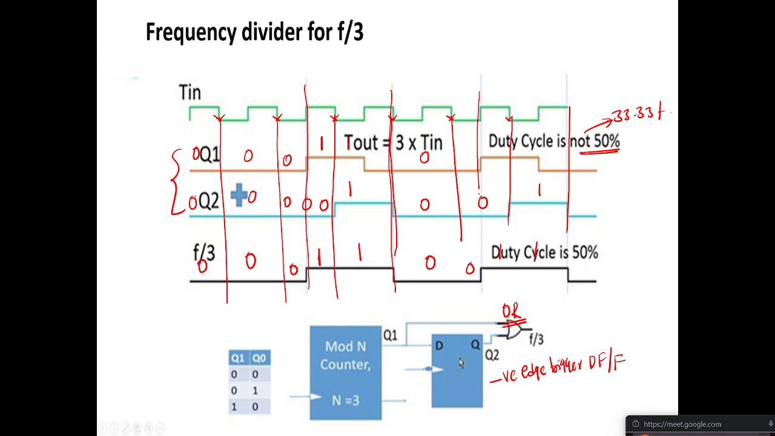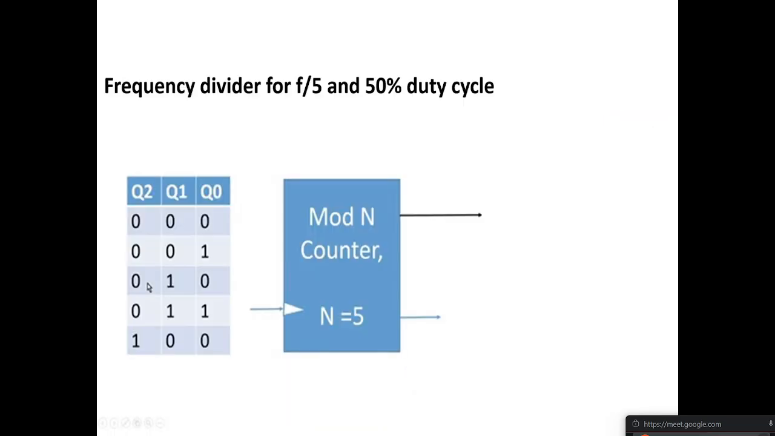So if you observe, this is 1 clock cycle and this is 0.5 clock cycle. So in total it is on for 1.5 clock cycles and off for 1.5 clock cycles. So you got the duty cycle as how much? 50%, no? Yes, sir.